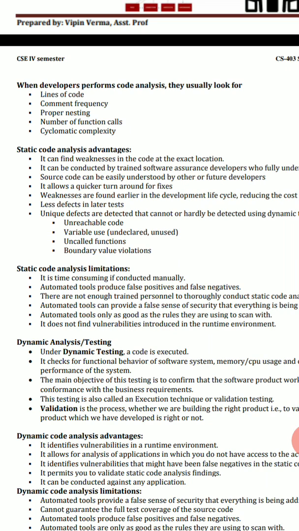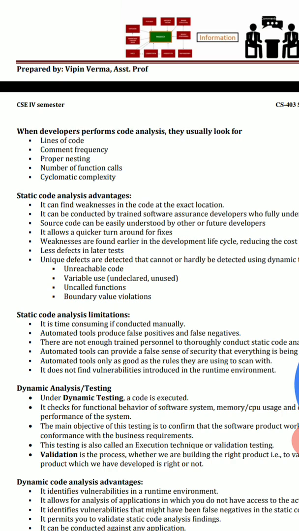Then the number of function calls, and at last the cyclomatic complexity of the system. So whenever any one of the methods mentioned in static testing is applied to any system in the development process, the reviewers or the inspectors are trying to identify these points, or they are looking for these points.